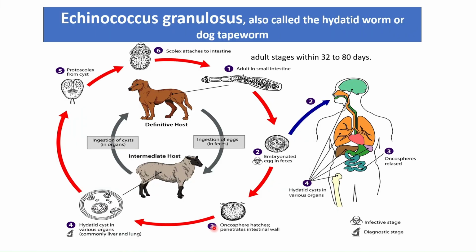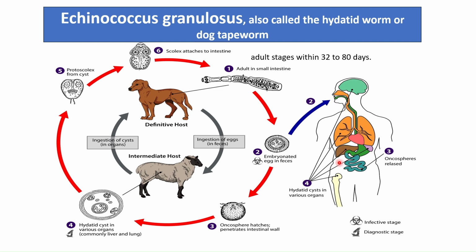So here, let's see the life cycle of Echinococcus granulosus, also called hydatid worm or dog tapeworm. Now, the definitive host is the dog, where the adult tapeworm lives in the small intestine and releases eggs in the feces. These eggs contaminate soil, water or food and are accidentally ingested by intermediate hosts like sheep, goats, cattle and sometimes humans.